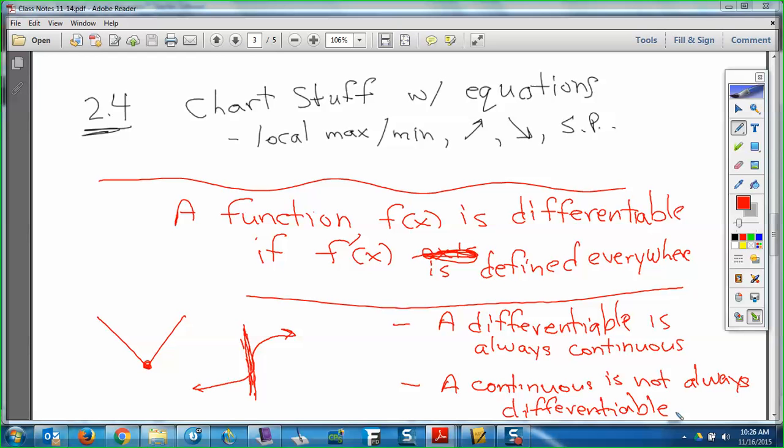Okay, so that's automatic. So if the derivative is defined everywhere, so the word differentiable, remember, the act of taking a derivative is called differentiation. Differentiation is the act of taking a derivative, right? So if it's differentiable, it means you can take the derivative. You can do differentiation. So the derivative is defined everywhere.